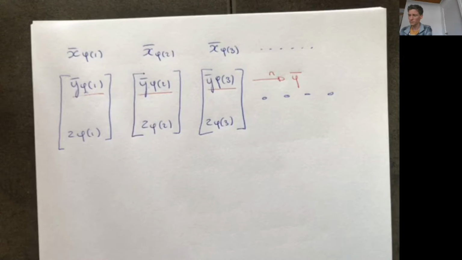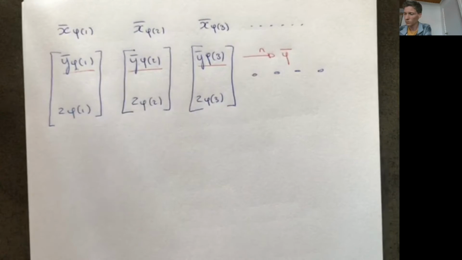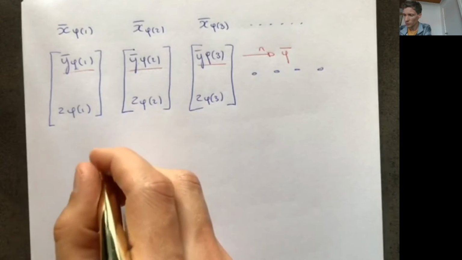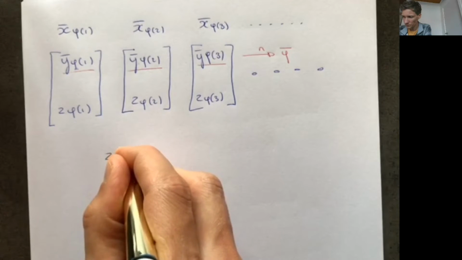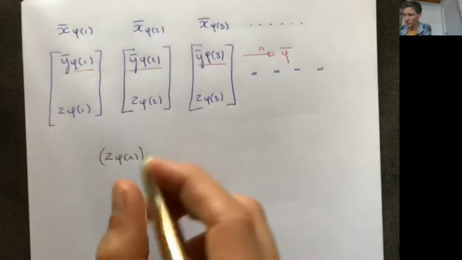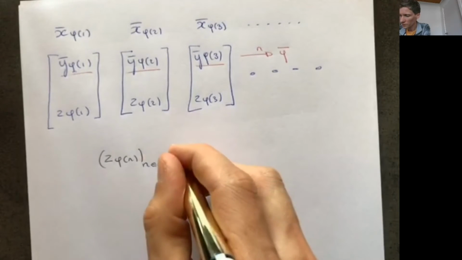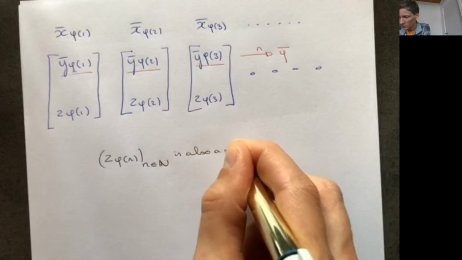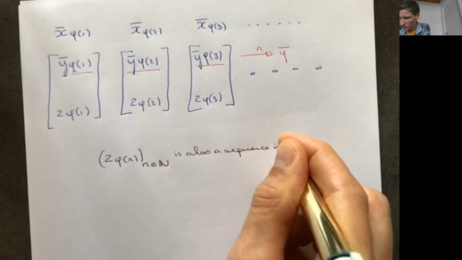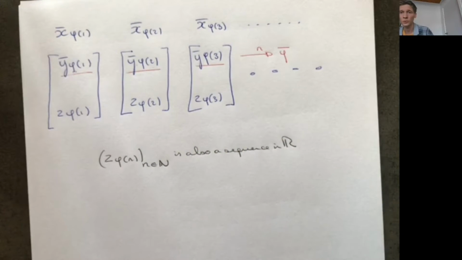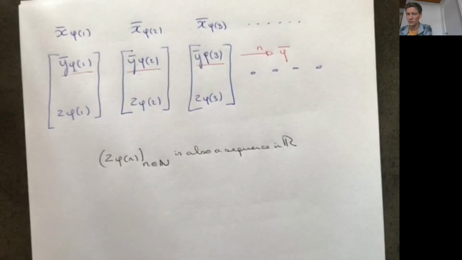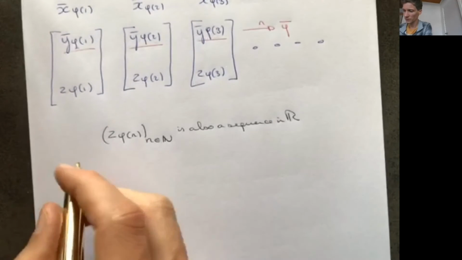So what do we do now? Well, the idea is actually quite simple. Look at this subsequence of the z's. This subsequence of the z's is also a sequence in R. A subsequence is also a sequence. It goes forever and ever. So in particular, if you can show that the sequence is bounded, it also has a convergent subsequence. So let's do this first.